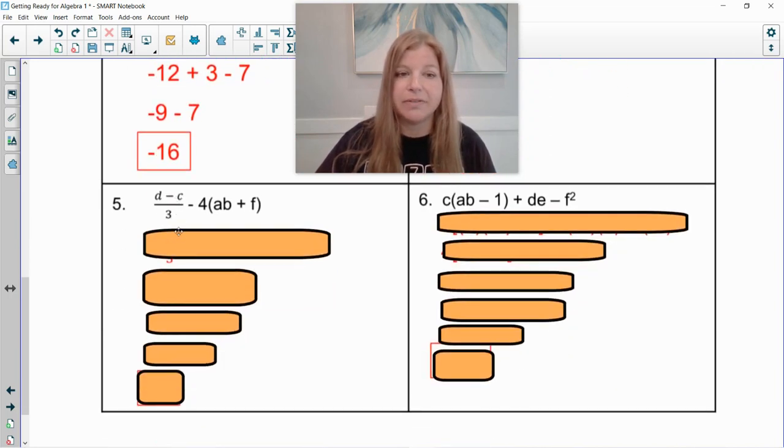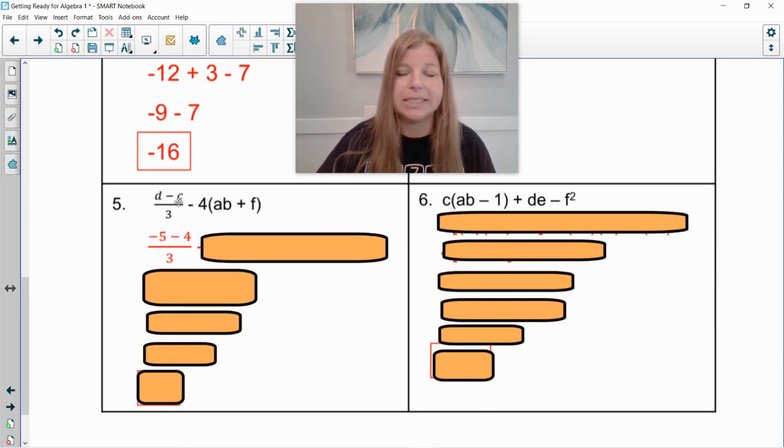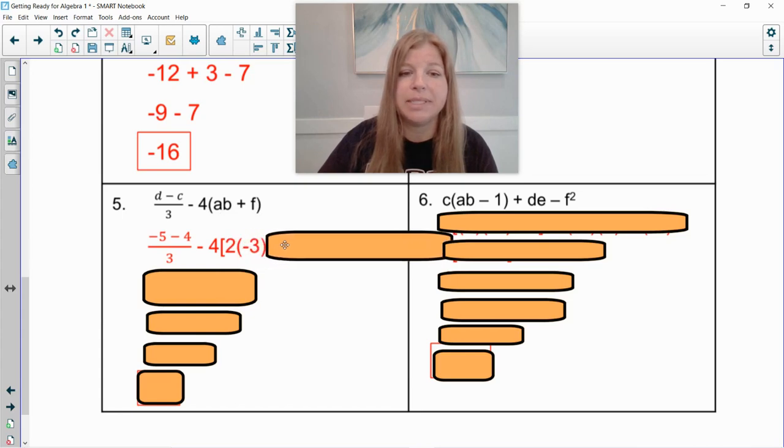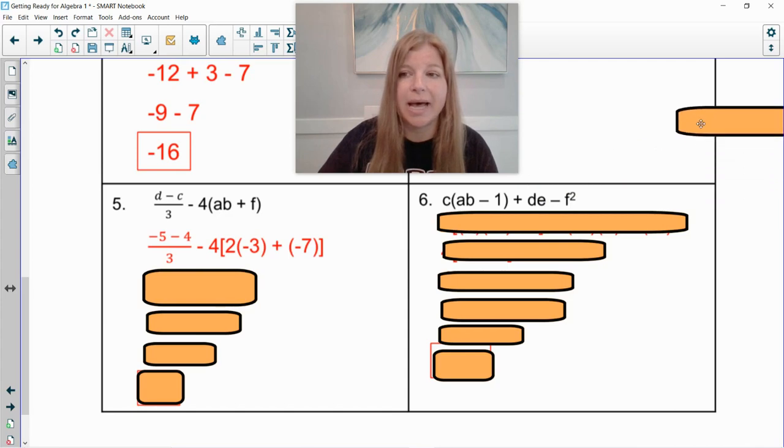Last two. d minus c, divided by 3. Well, let's see. d was -5 minus c. c was 4, divided by 3 minus 4 times. Now, look, I have to do a times b, right? Side by side means multiply. a times b and then add f. So that would be 2 times -3. My a was 2, my b is -3. And then I need to add -7.